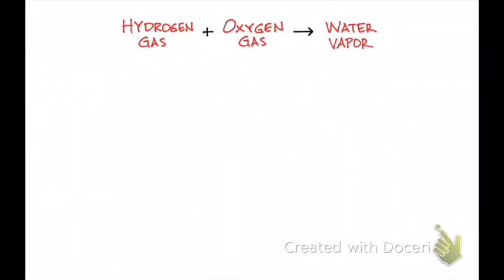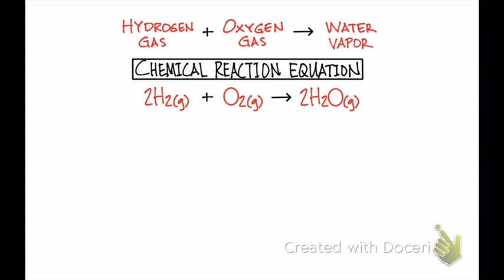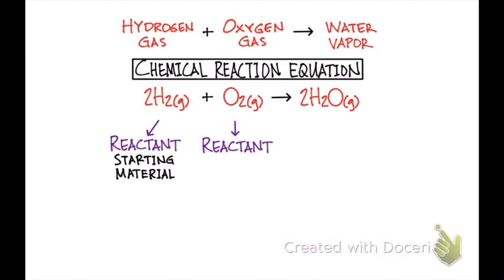Now let's look at this same reaction here. Hydrogen gas is H2 and oxygen gas is O2. This right here is what they call a chemical reaction equation, and it tells us a lot of information. Both H2 and O2 are called the reactants. These are the starting materials, the materials you started out with before the chemical reaction took place. Any compounds on the right-hand side of the arrow are called the products. And these are the materials or compounds that you've made or synthesized.